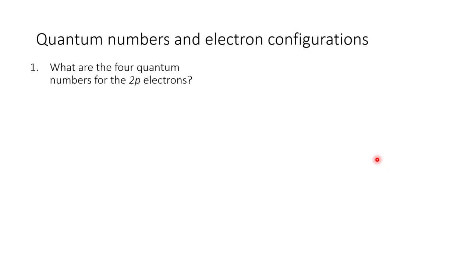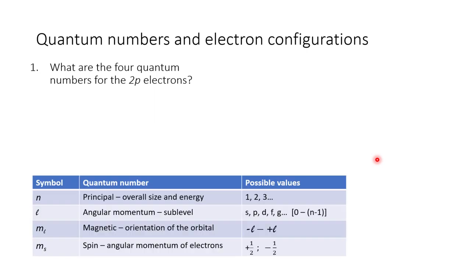Let's think about what quantum numbers would go with these electron configurations. Let's think about what the 4 quantum numbers are for the 2p electrons. Before we can answer this question, we have to review our quantum numbers. Our n, which is our principal quantum number, is the overall size and energy, and those are the values of 1, 2, 3, and so on. They start at 1 and go up as integers.